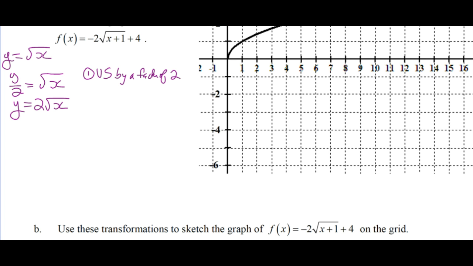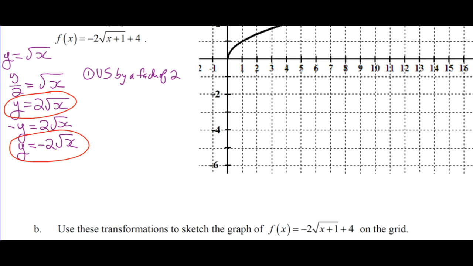Okay, what else do we need? Are there any stretches on the x? No. Okay, what's next? Reflection. So negative y is equal to 2 root x, which will immediately become negative 2 root x. And I'm okay if you just want to do this and then this. Okay, that's acceptable. I'm just going into more detail than may be required.